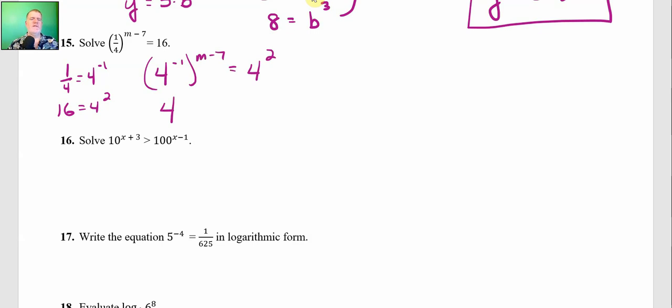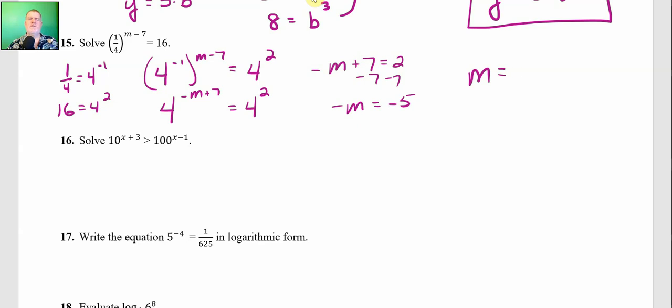So let me multiply this out. Multiply the negative 1 through, I get negative m plus 7. Now I have the same base, so I can just set the exponents equal to each other. Subtract 7 from both sides. Negative m equals negative 5, which means m equals 5.